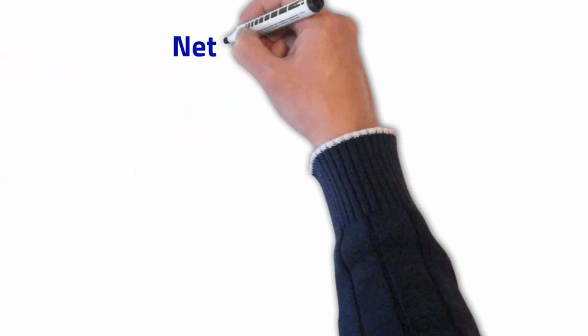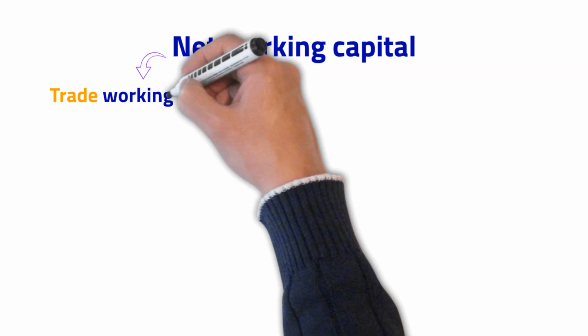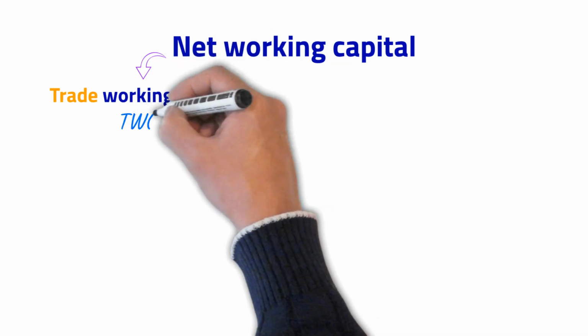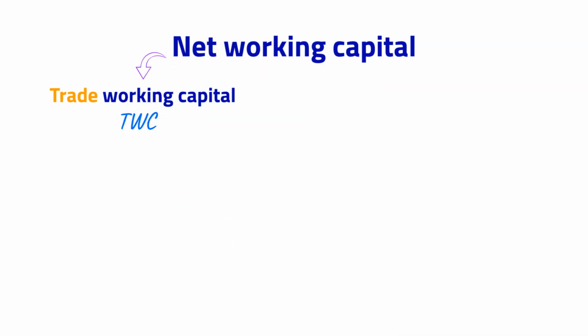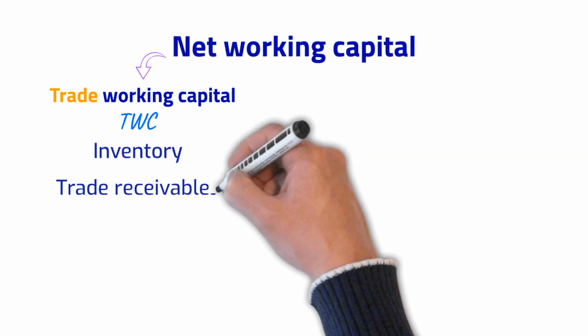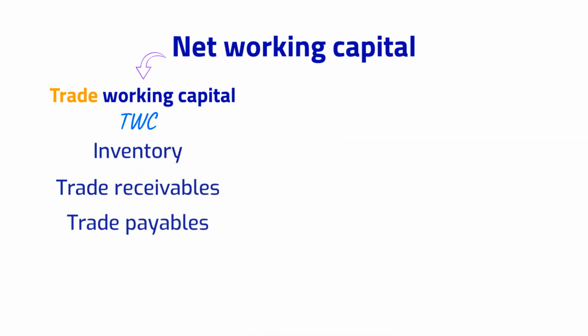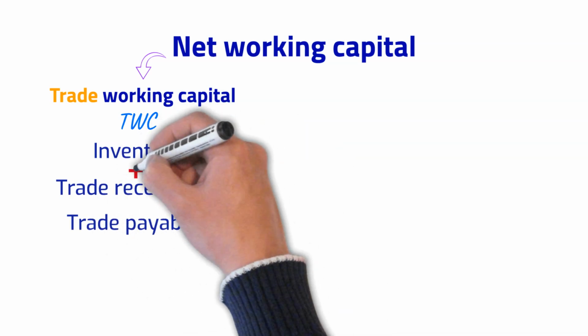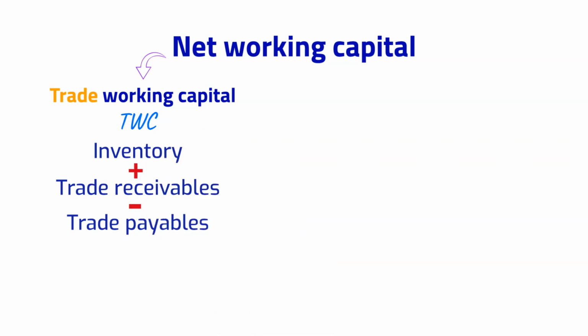In practice, net working capital would have two key buckets. One is trade working capital, which is often abbreviated as TWC. These are the items which directly relate to your core trading activity. That would be inventory, trade receivables, and trade payables. Trade working capital will then be calculated as inventory plus receivables minus payables.